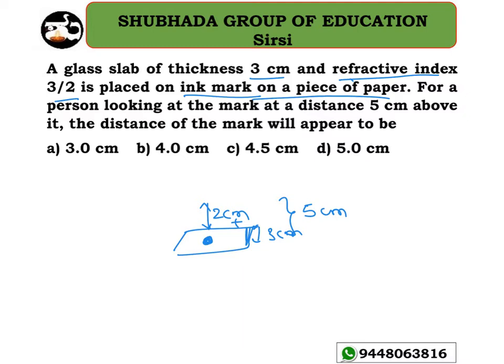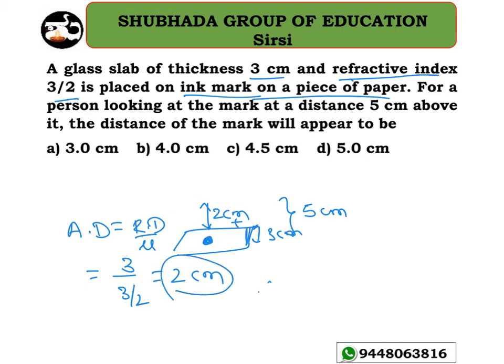You know that mu equals real depth divided by apparent depth. So therefore I can calculate the value of apparent depth. It is equal to the real depth, 3 centimeter, divided by mu, which is 3 by 2 here. So it is 2 centimeter. This is the apparent depth. So therefore the mark is at 2 plus 2, that is 4 centimeter. So that's the reason why option B is the right answer for this question.